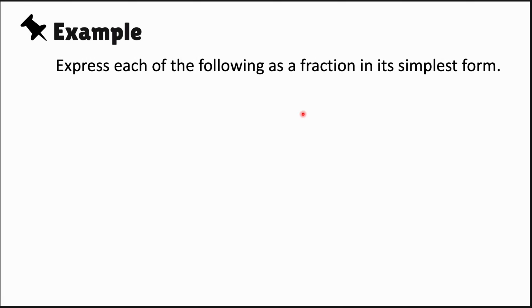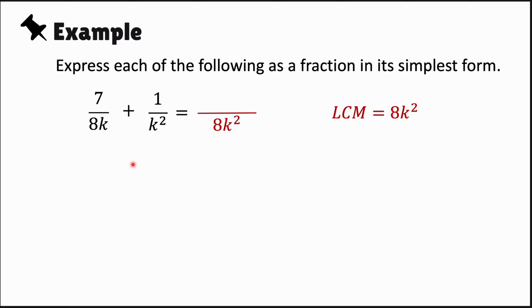Now, if you're going to express a certain sum of fractions in simplest form, we have to find first the LCM of its denominators. 8k and k squared, the LCM is 8k squared. Therefore, that's my denominator. Then we do the same thing. 8k squared divided by 8k, that's just k, times 7, you have 7k. 8k squared divided by k squared, that's just 8 times 1, you have plus 8. And there you have the final answer.